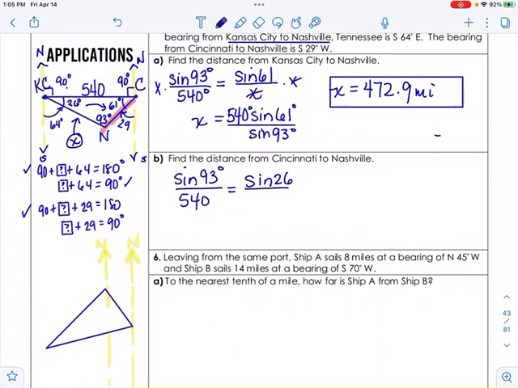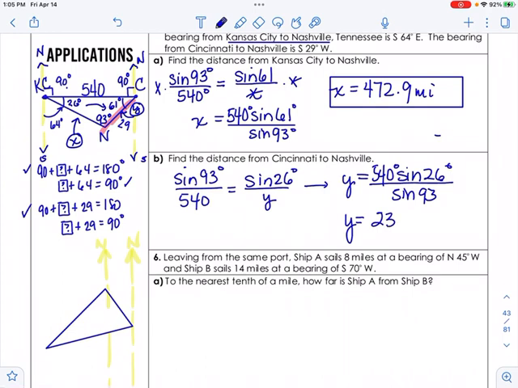I'm going to use that with another variable. I'm going to choose y. Okay, so this is going to be my y here, where I chose x to be over there. So y is equal to sine 26 on this side, and then I'm going to multiply by 540 degrees over sine of 93, and it turns out I get y is equal to 237 miles, okay?